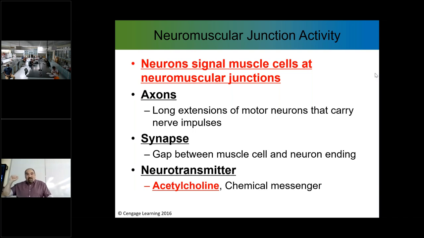Even now, moving my hands, all this stuff. Imagine all of this contraction going on when we're just doing all this. We're not even thinking about it. It's amazing.